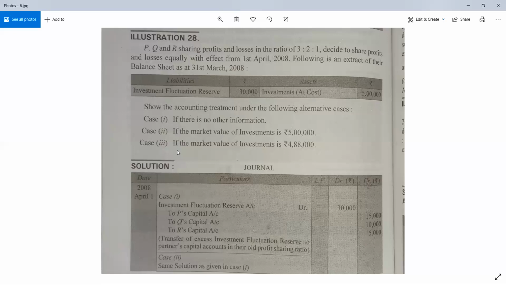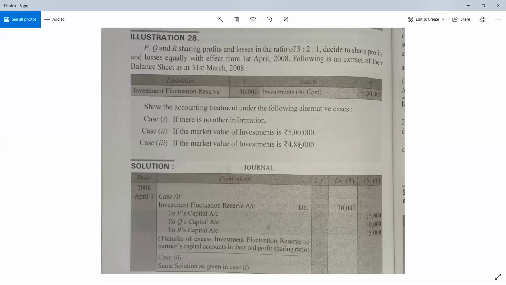Let's come to case number 3. If the market value of investment is 4 lakh 88,000, that shows what? That the value of investment has decreased. How much? 12,000. So from this 30,000 you will make up 12,000 and the remaining will be transferred. Remaining how much? 18,000 will be transferred to partners' capital accounts.